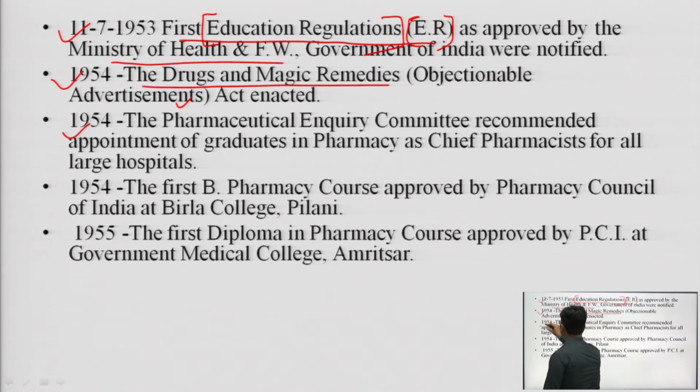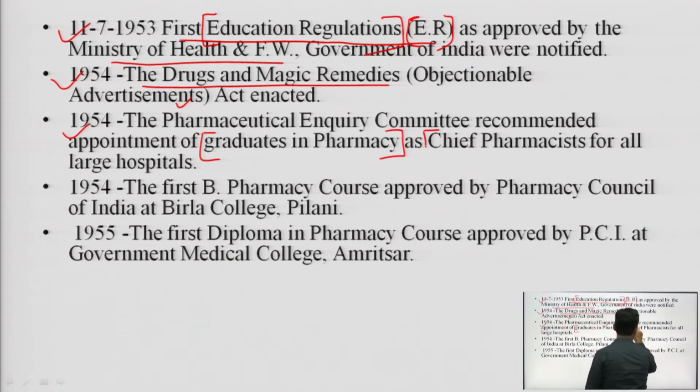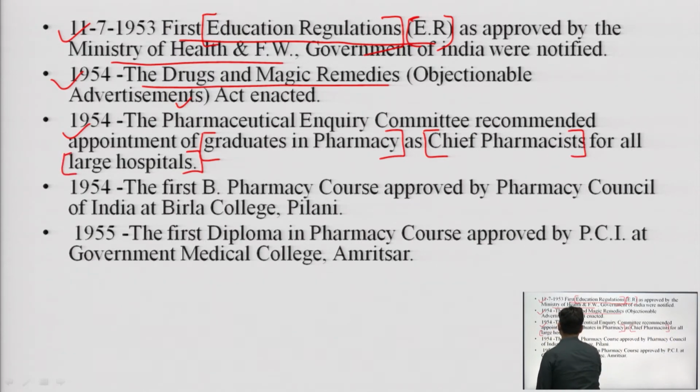In 1954, the Pharmaceutical Inquiry Committee recommended the appointment of graduates in pharmacy as chief pharmacist for all large hospitals. So it was realized in 1954 that to run a pharmacy in any large hospital, a minimum of a graduate in pharmacy is required to work as chief pharmacist, to give drug services in large hospitals. This was realized long back in 1954.